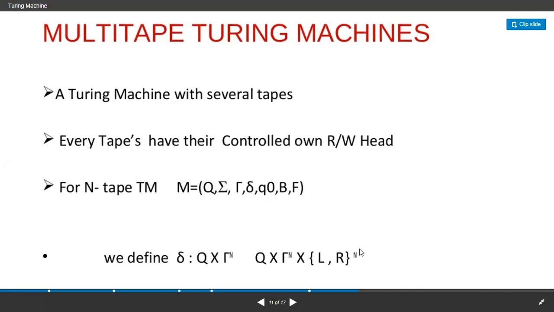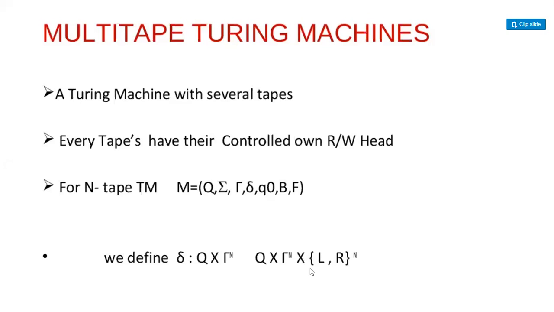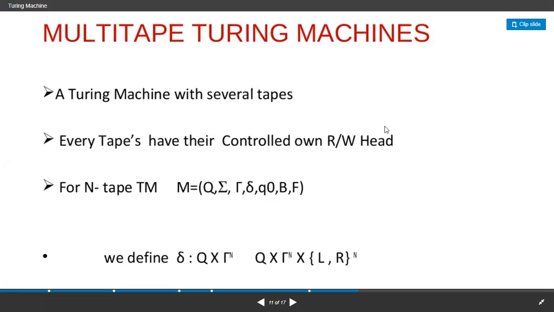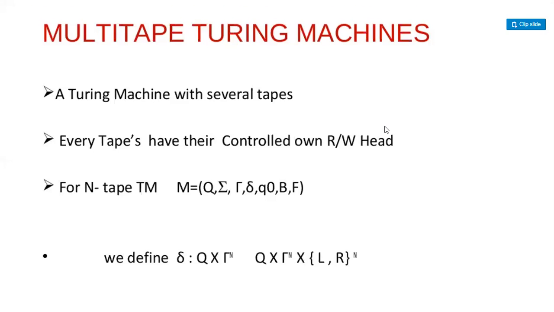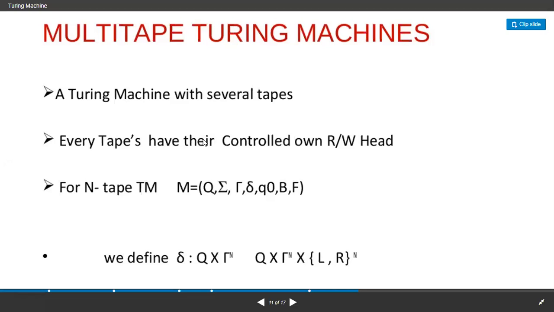N is nothing but an n tape. N tape means multiple tapes. If you are using multiple tapes, that should be denoted by an n tape machine like this. And this is a simple definition. We can have this type of question for 2 marks at the time of examinations.